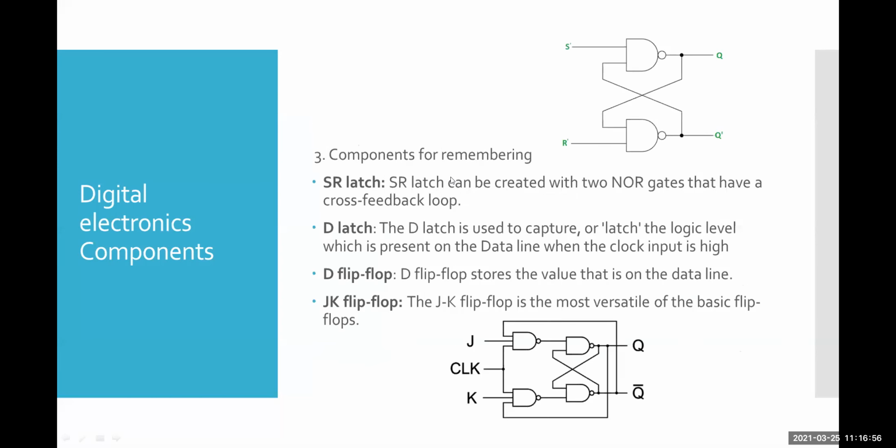Then the third type is the component for remembering. When memory comes into the picture, there is only one bit of memory. One bit of memory was designed using various kinds of latches and flip-flops. This is part of sequential circuits: the SR latch, D latch, T latch, D flip-flop, SR flip-flop, JK flip-flop. We'll get a detailed idea about flip-flops in chapters 5 and 6.